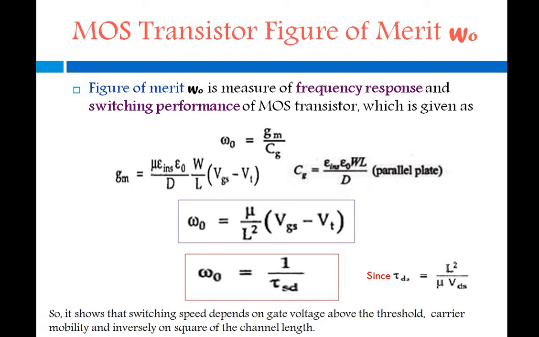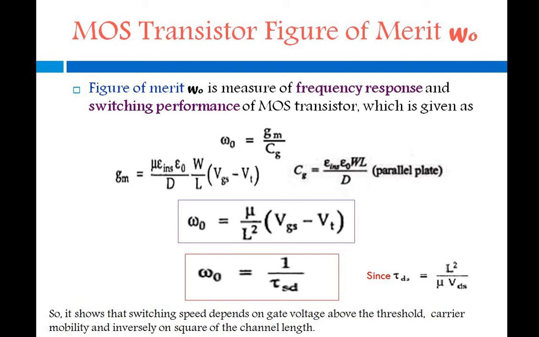So the figure of merit, omega naught or W naught, is the measure of frequency response and the switching performance of a MOS transistor, which is given as omega naught equals Gm divided by Cg. What is Gm? Gm is nothing but your transconductance, correct? Last time we discussed transconductance, Gm divided by Cg. What is Gm? This is in terms of the non-saturation region itself. We have got the answer, right?